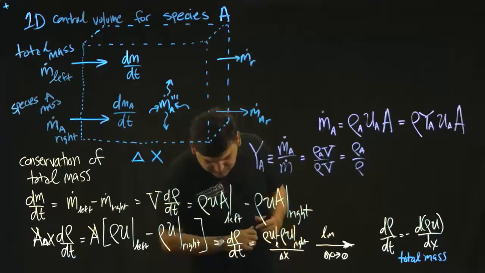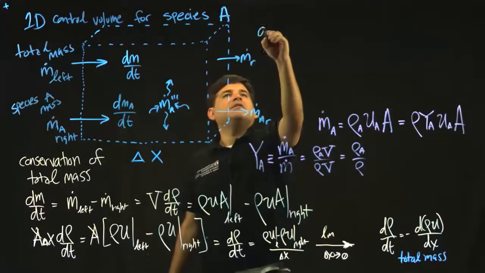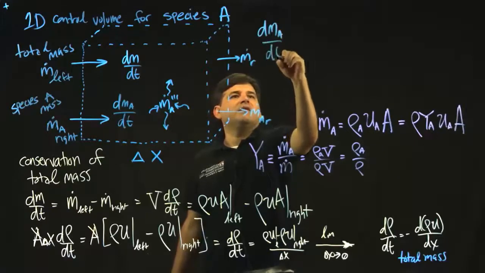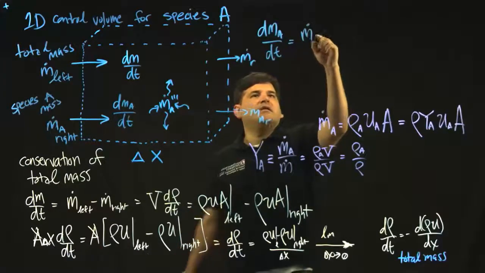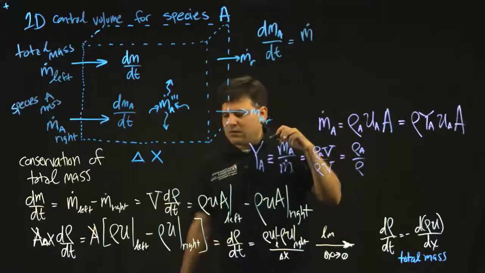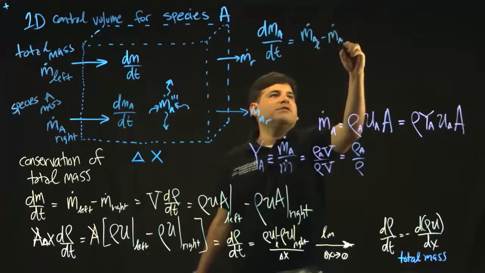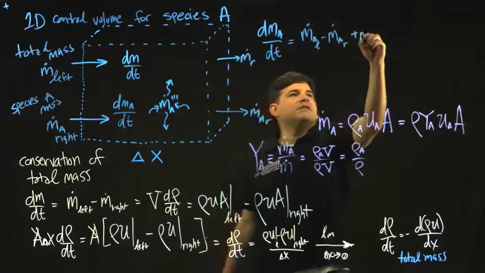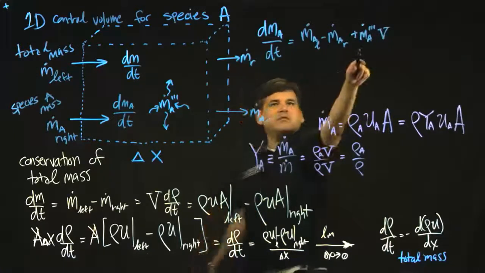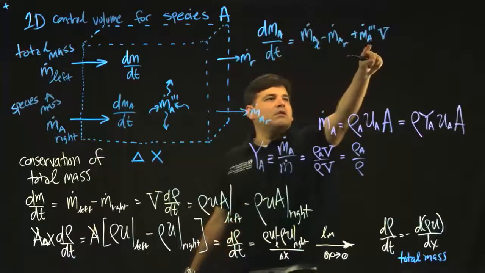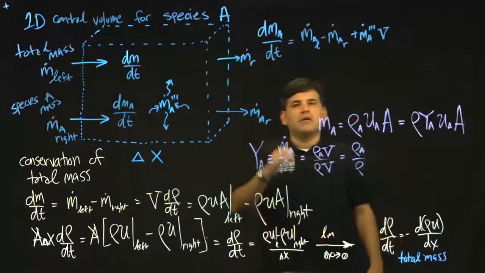So let's do this mass balance and say that the change in the mass of species A over time, this is kilograms per second, is balanced by the mass flow rate coming in from the left of species A, minus the mass flow rate of species A from the right, plus this source term times the volume. This is per volume, and then you need to consider the total volume of this control volume to get the mass produced or destroyed. Okay?